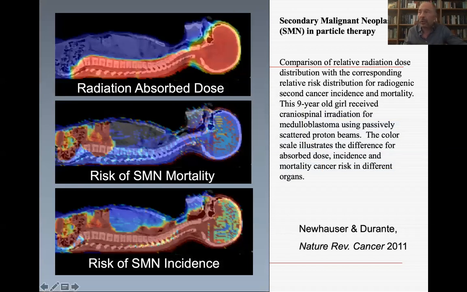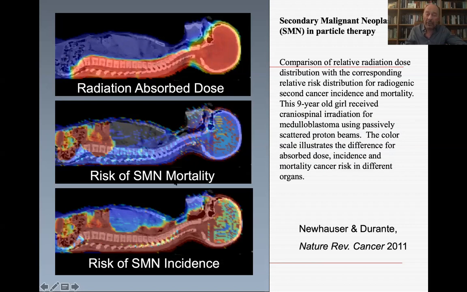This is a map of second cancer risk for a real patient. This was a 9-year-old irradiated at the MD Anderson Cancer Center. This is the dose with proton therapy. This is a medulloblastoma. Medulloblastoma requires a craniospinal irradiation, so it's a very complicated system. And you see that if you do craniospinal irradiation with protons, you spare these organs, while you will not spare them with X-rays. Actually, all these organs will be severely irradiated with X-rays.